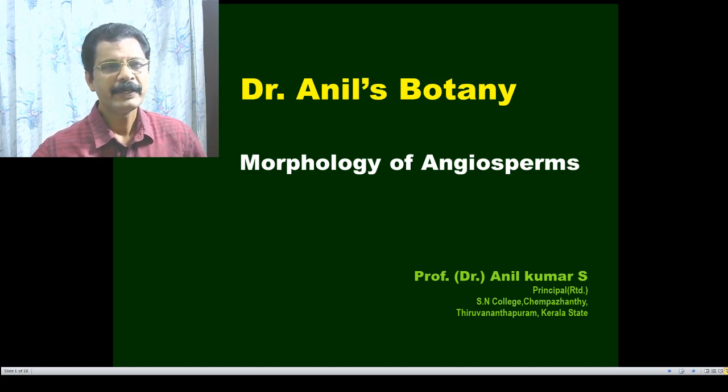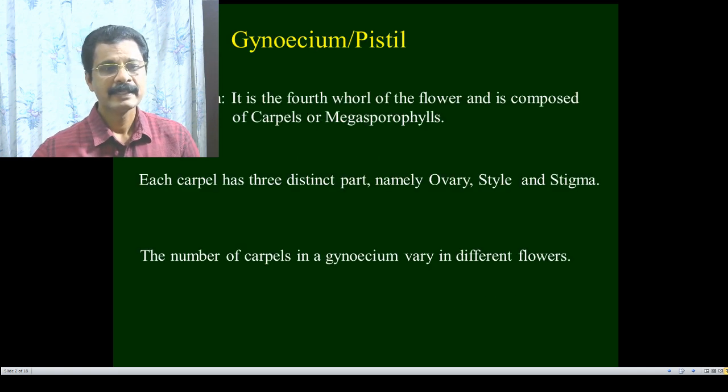Welcome. Today we will talk about the fourth whorl of the flower, that is gynoecium. Gynoecium is the fourth whorl of the flower, and it is the innermost whorl and the female reproductive part, and it is made up of carpels or megasporophylls. Megaspore bearing leaves are called megasporophylls.